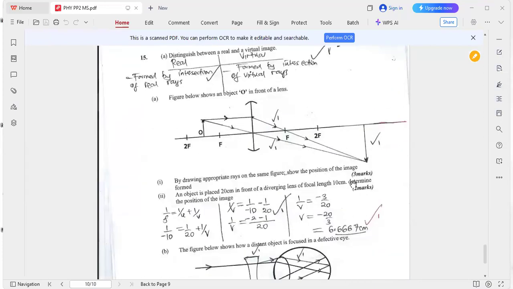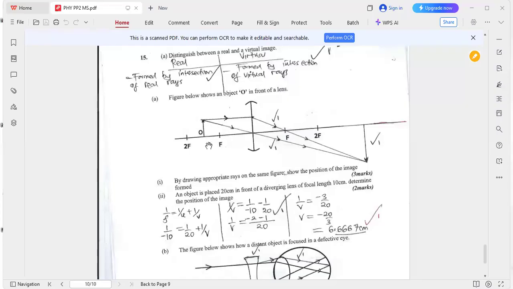Number 15, distinguish between a real and virtual image. The word is distinguish, not differentiate. So we talk about how they are produced. A real image is produced by intersection of real rays, while a virtual image is produced by intersection of virtual rays.